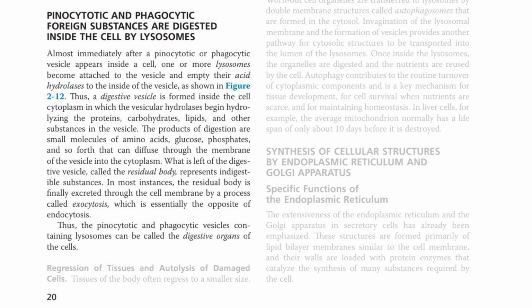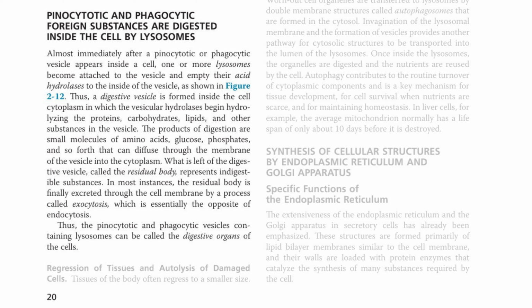Pinocytotic and phagocytic foreign substances are digested inside the cell by lysosomes. Almost immediately after a pinocytotic or phagocytic vesicle appears inside a cell, one or more lysosomes become attached to the vesicle and empty their acid hydrolases to the inside of the vesicle, as shown in figure 2-12. Thus, a digestive vesicle is formed inside the cell cytoplasm in which the vesicular hydrolases begin hydrolyzing the proteins, carbohydrates, lipids, and other substances in the vesicle. The products of digestion are small molecules of amino acids, glucose, phosphates, and so forth that can diffuse through the membrane of the vesicle into the cytoplasm.